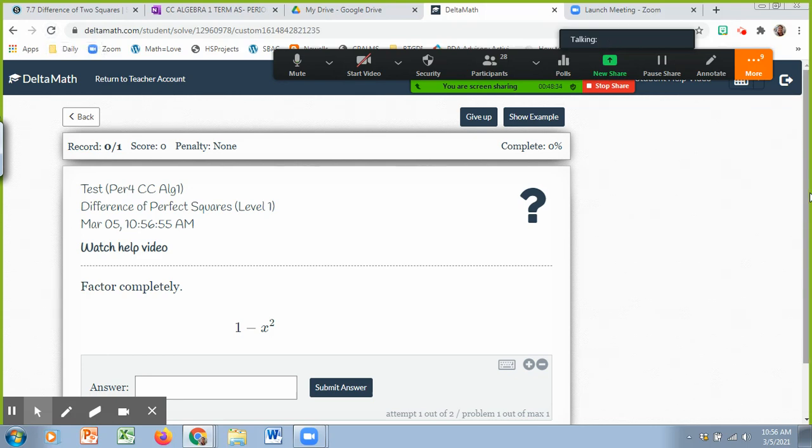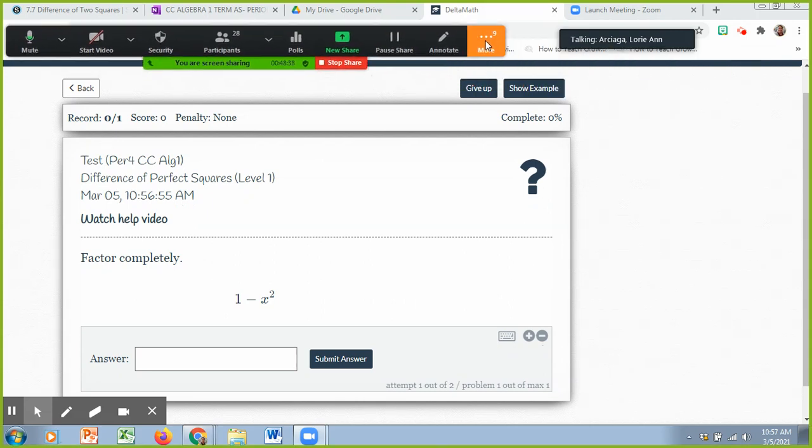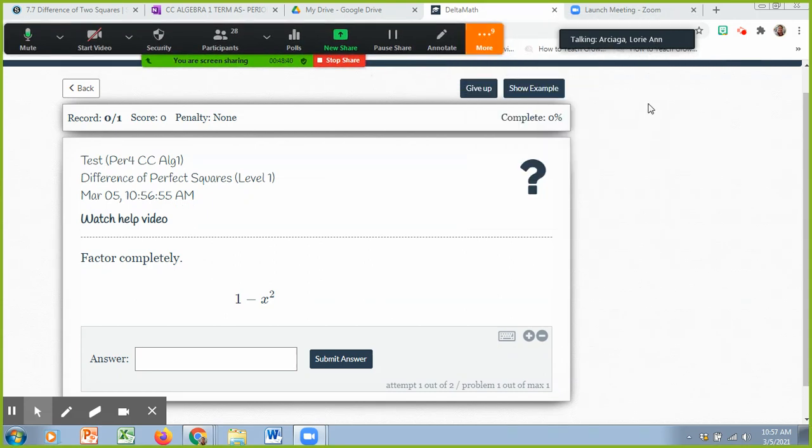Okay. Anyway, I promised some of you that I will be helping you with the difference of two squares again when we go over Delta Math. So I'll try to move on depending on what I see here on the screen. And if it works, it works. If it doesn't, then we'll figure it out.